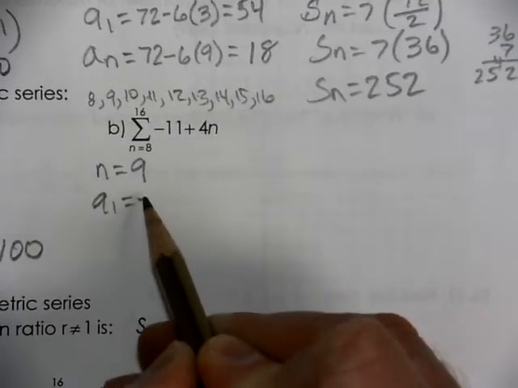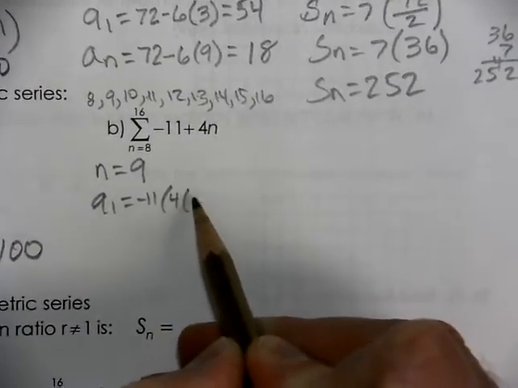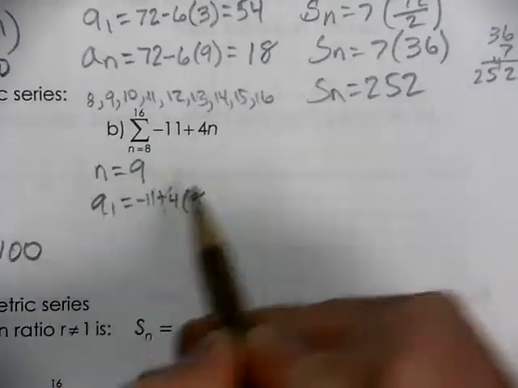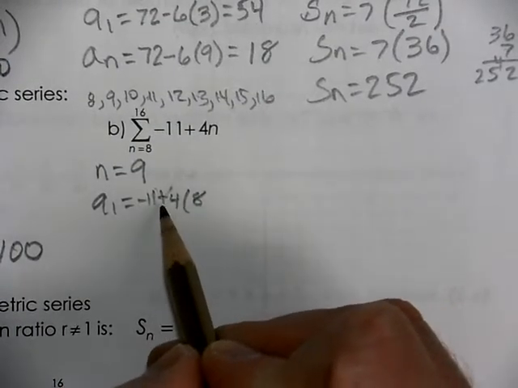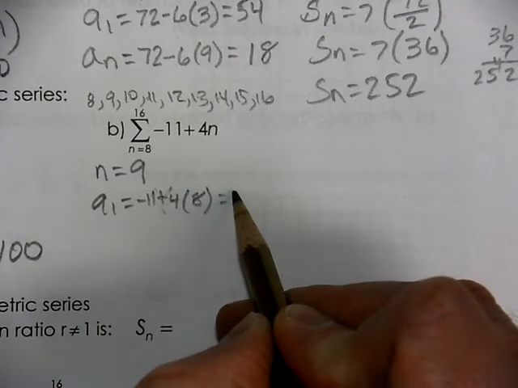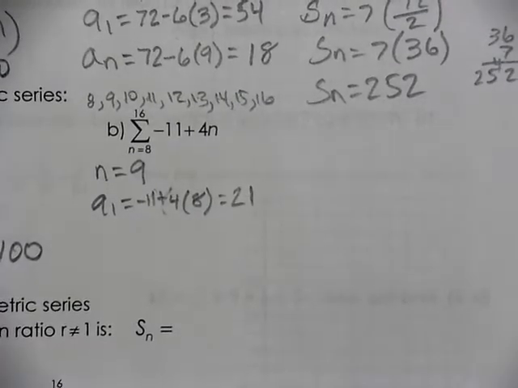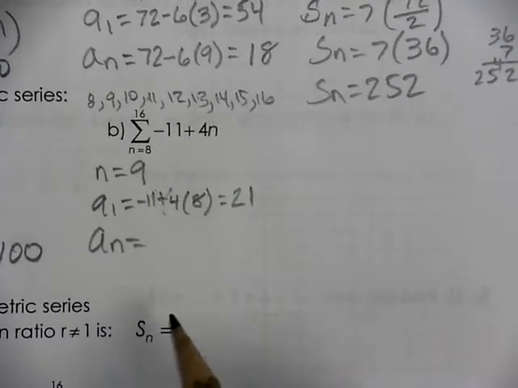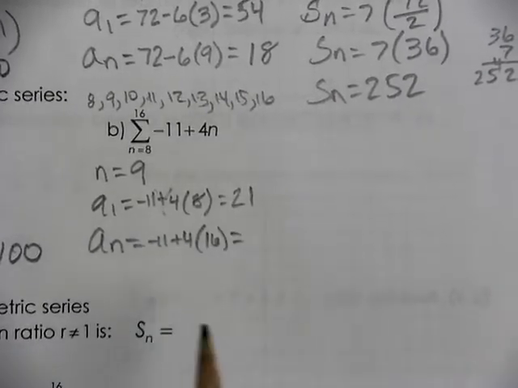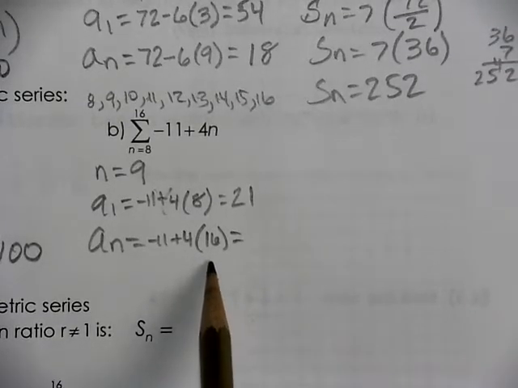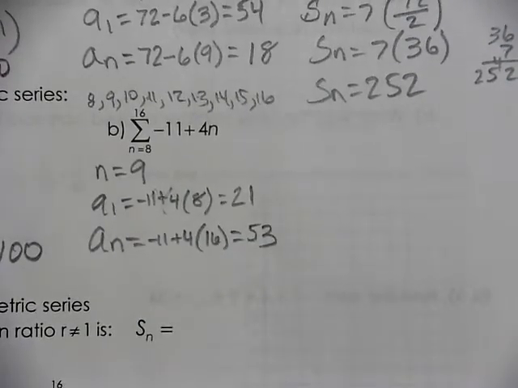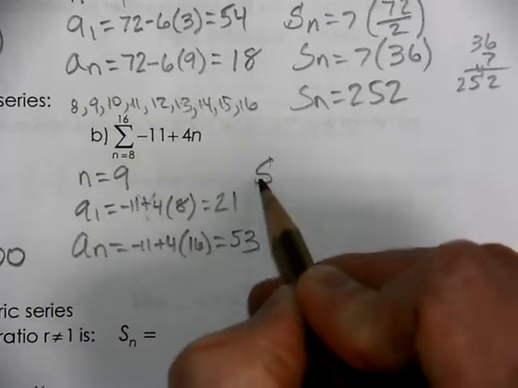Our first term: negative 11 plus 4 times 8. That's 32, so that's going to give us 21. Our last term is when we plug in a 16. That would be 64 minus 11, which would be 53. Then we're ready to do our sum.